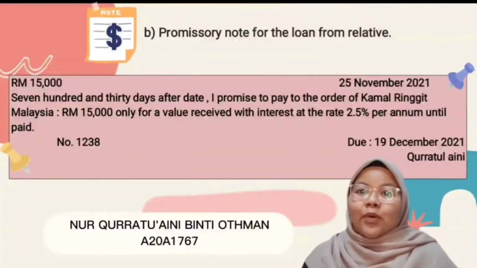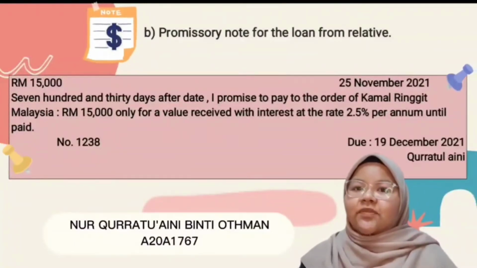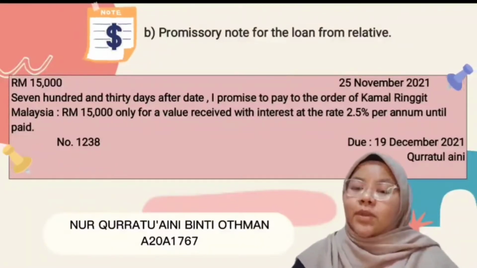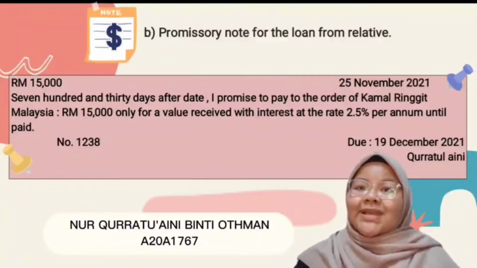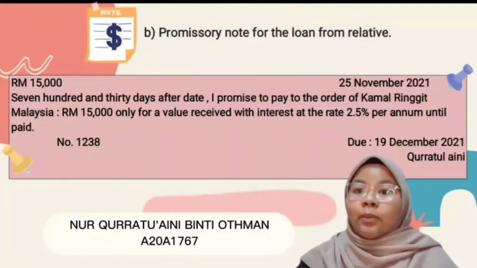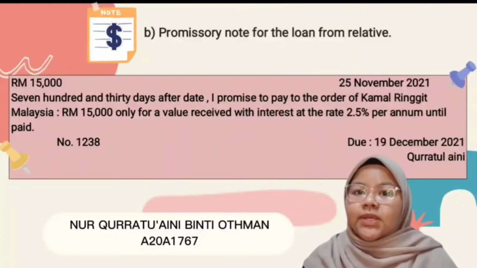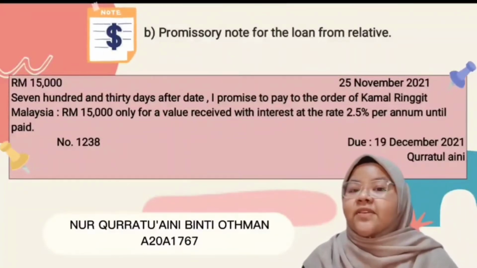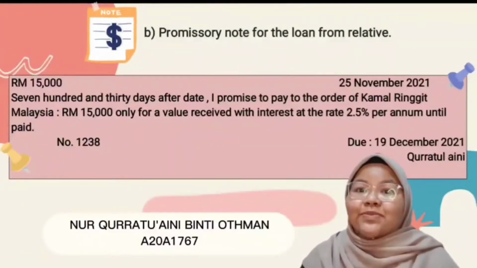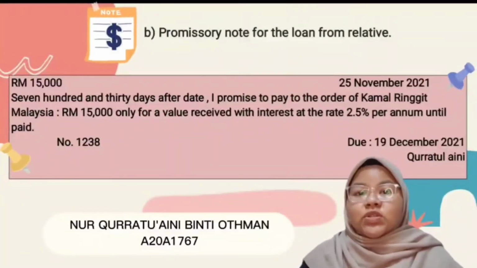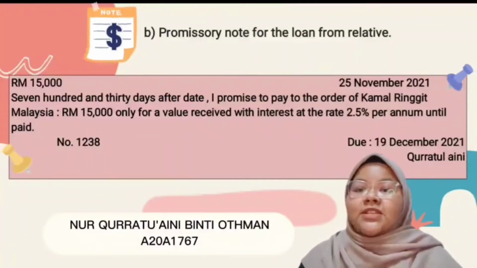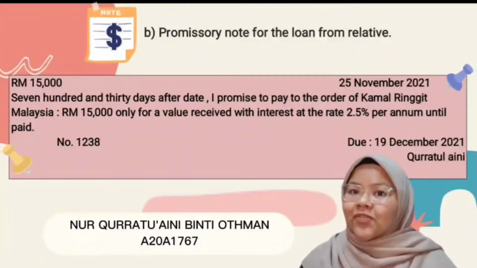Assalamualaikum and hi madam. Now I want to continue this presentation for question 2B. It's about the promissory note for the loan from relative. The promissory note has a date of promissory and the amount of the loan is 15,000 ringgit Malaysia. The promissory note also has a due date of 730 days, which means 2 years. It also has a name of the payee of the note, and the interest rate in the promissory note is 2.5%. That's all for me. Thank you.